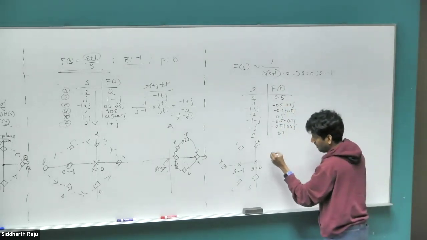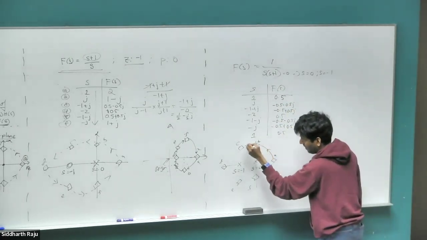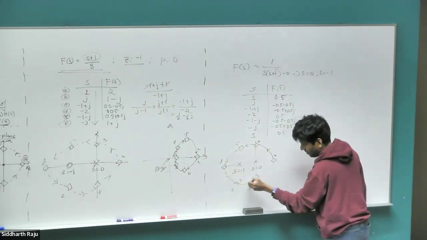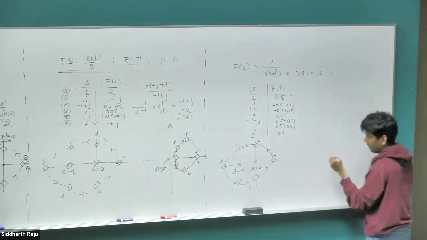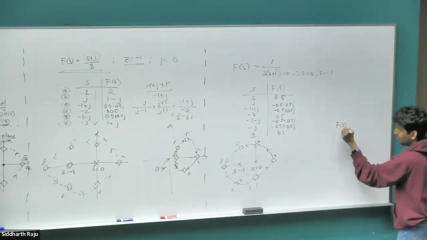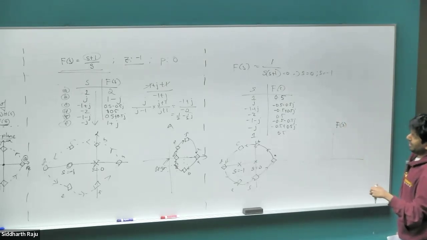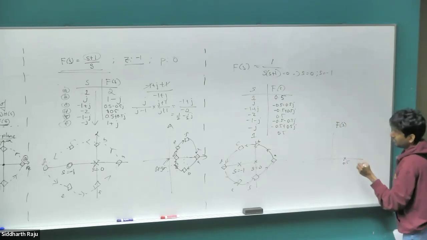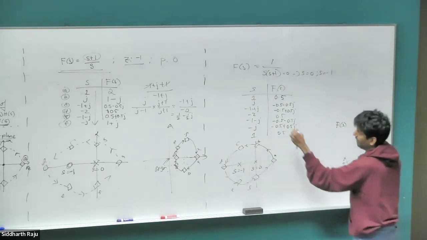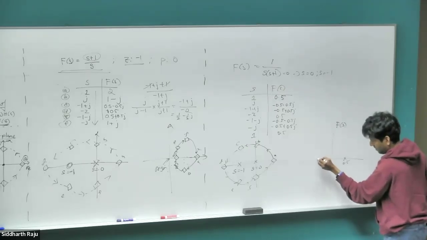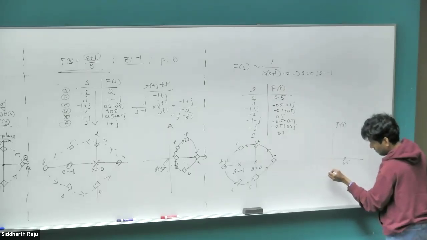We are encircling the s-plane, again in the same anti-clockwise direction. We are encircling it just once. Now let's see what happens in the f of s plane. So we initially have 0.5 in the f of s plane. Then we go to negative 0.5, negative 0.5j. So let's say that's negative 0.5j, negative 0.5.